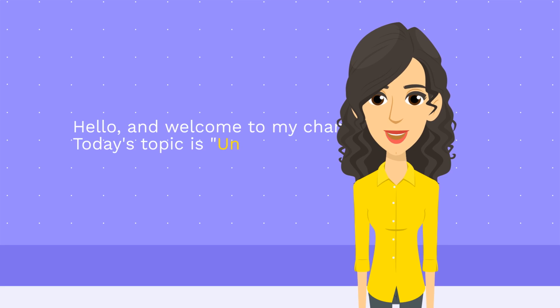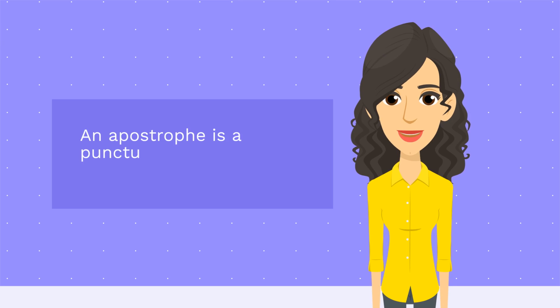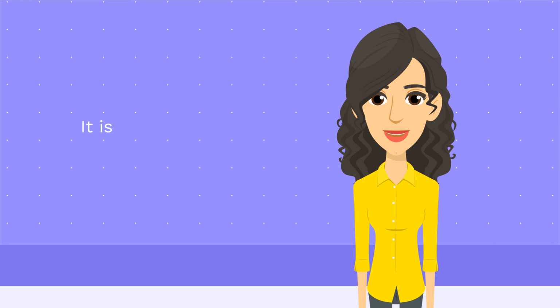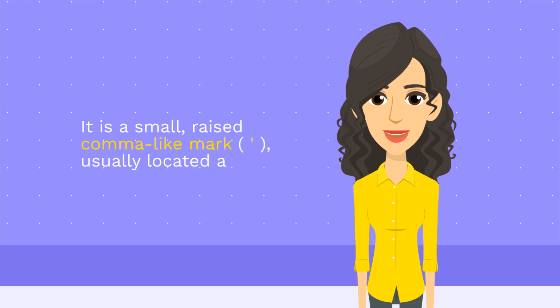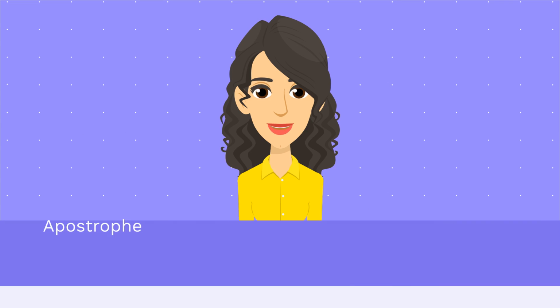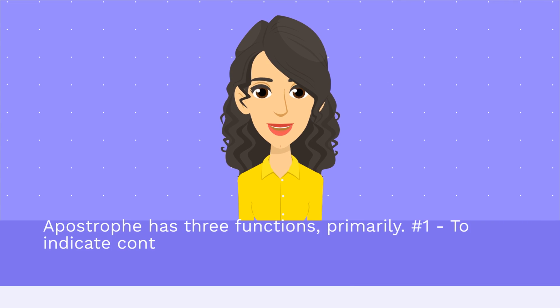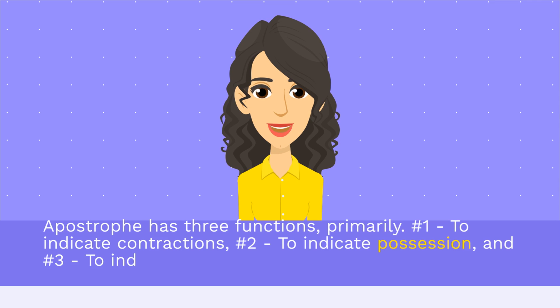Today's topic is understanding apostrophe. An apostrophe is a punctuation mark used in English language. It is a small, raised comma-like mark, usually located above the baseline of the text. Apostrophe has three functions, primarily. Number 1, to indicate contractions, number 2, to indicate possession, and number 3, to indicate plurals of letters, numbers, and symbols.